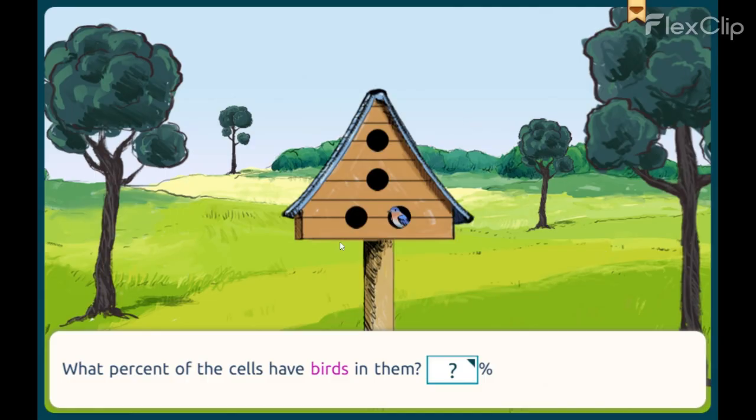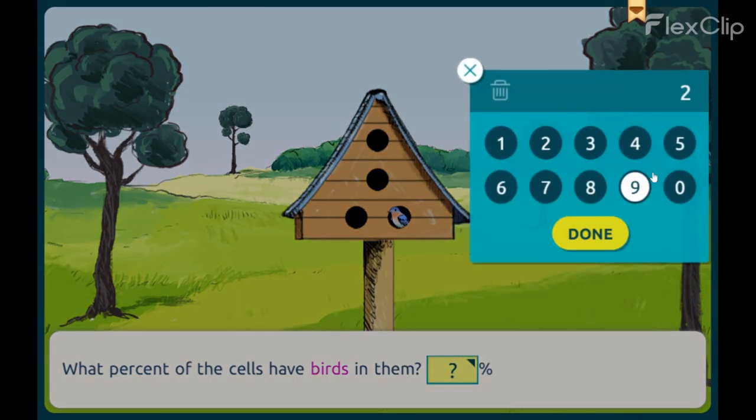Now we have 4 cells, 25% each: 25, 50, 75, 100. Did we do it correctly? Yes. And we need to calculate the percent of the cells that have birds in them. One cell, 25%.